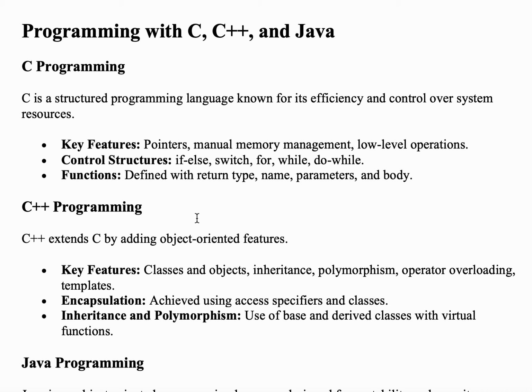Control structures are if-else, switch, for, while, and do-while. The syntax for functions is that it should have a return type, name, parameters, and body.